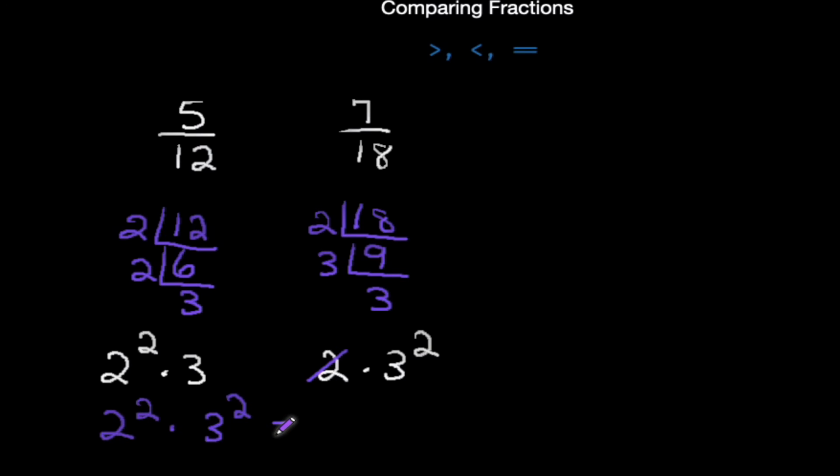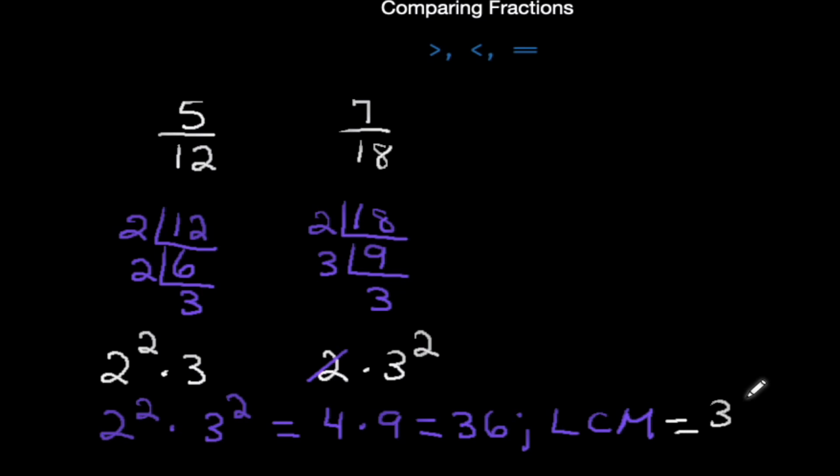So now we can continue to multiply. 2 squared, which is essentially 2 times 2, which is 4, times 3 squared, which is 3 times 3, which is 9. And 4 times 9 is equal to 36. So that means our LCM is 36, which in turn is our LCD. All right, so they're one and the same. That's how I look at it.